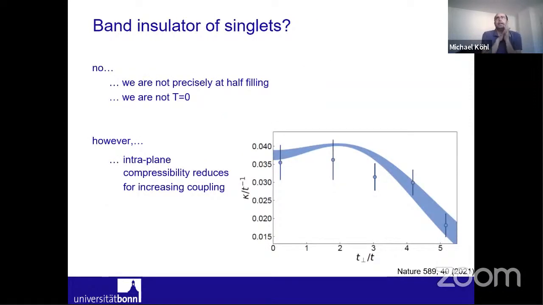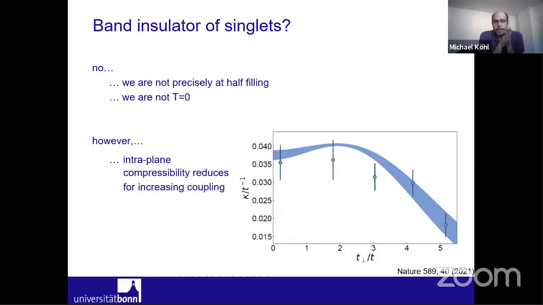So the prediction of Sandvik and Scalapino is that this quantum phase transition actually produces a band insulator of singlets, so that these singlets across these bonds really become a band insulator in this lattice. And the question is, can we actually see any indications of this system being insulating?